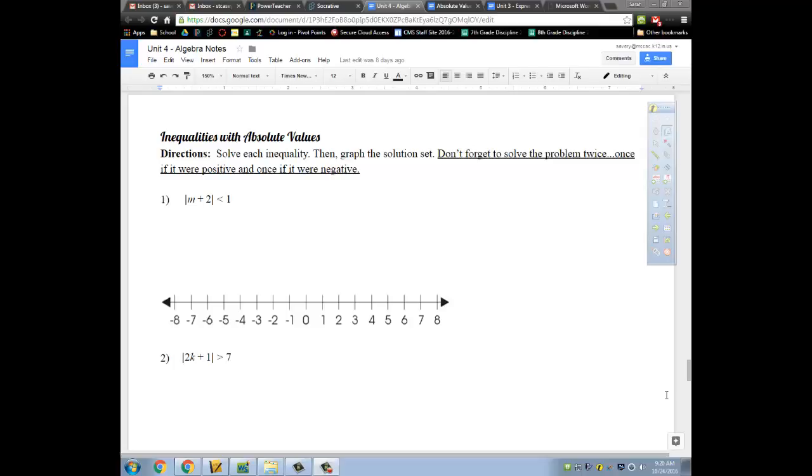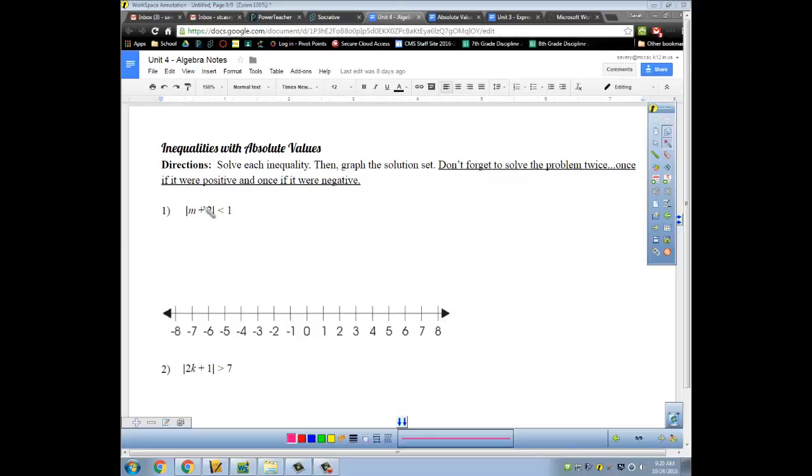So we're going to solve this first inequality just completely normal. Take away the absolute value signs to get m plus 2 is less than 1. Subtract 2 from both sides to get m is less than negative 1. So this is going to be one solution.